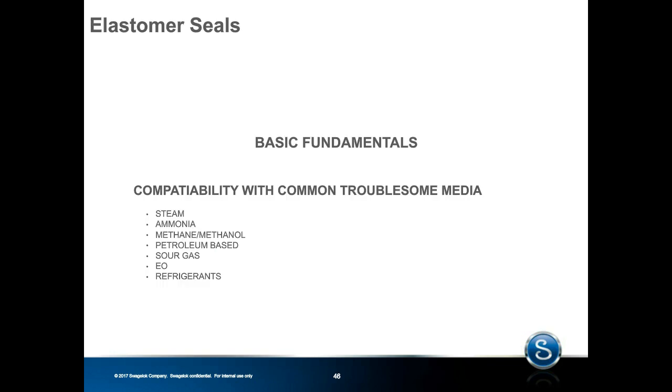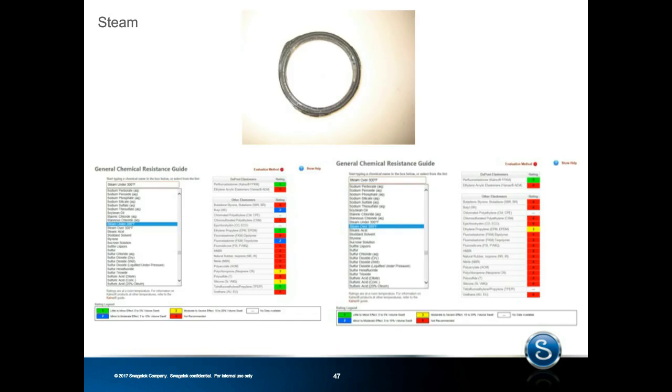Now I'll quickly run through some common problems that I've seen through my career. You wouldn't think steam could cause so much trouble to elastomer seals, but this was a seal that was actually returned based on a customer that was using a seal in a steam application.